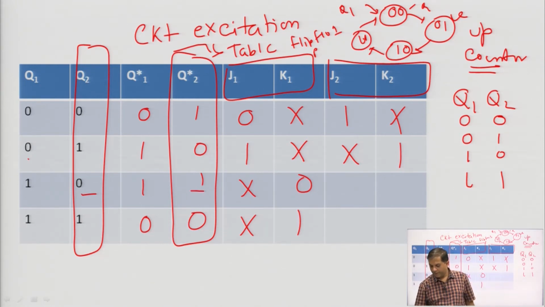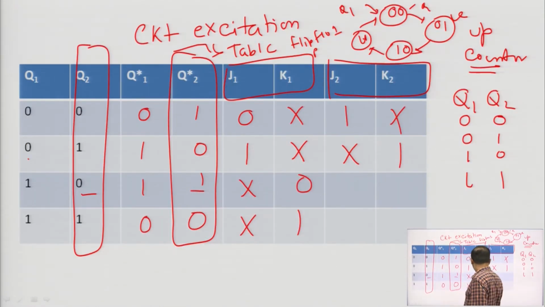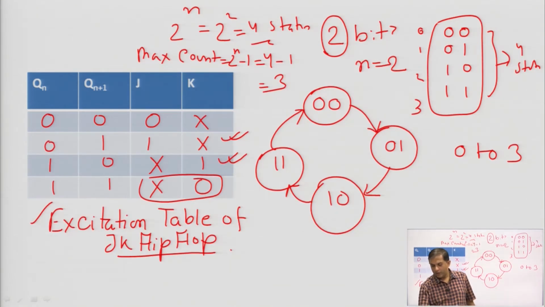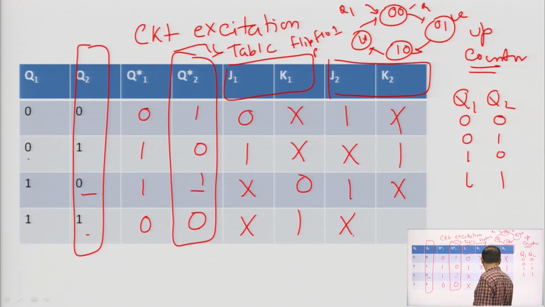For 0 and 1, what will be the value of JK? For 0 and 1 we will have 1 cross. So, it will be 1 and cross. Then for 1 and 0, let us check, it will be cross 1. So, we will have 1 cross, cross 1, 1 cross and cross 1. So, the inputs are clear, J1 K1 and J2 K2 for 2 flip flops, we have got the values.